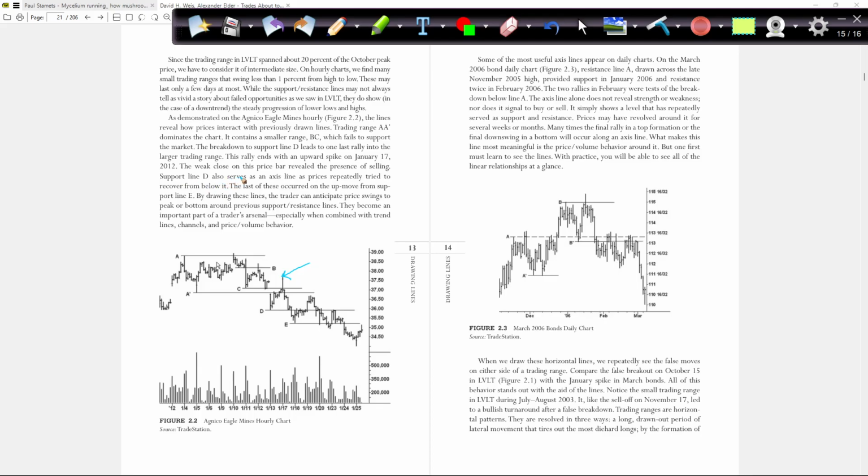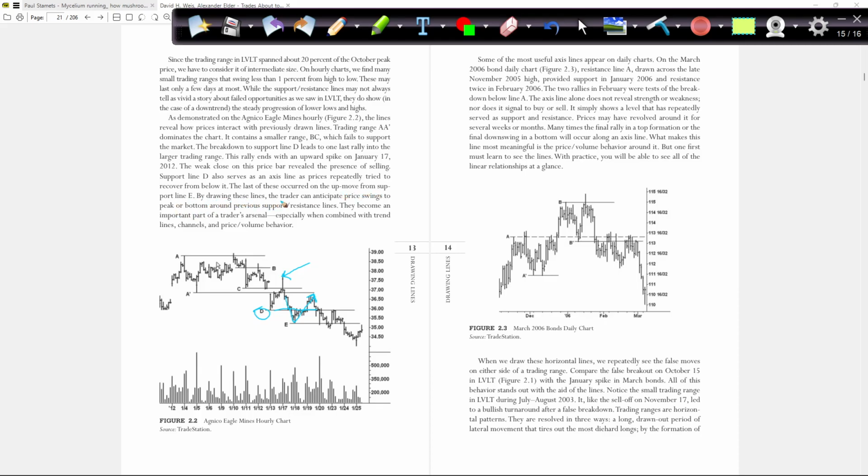Support line D also serves as an axis line as prices repeatedly try to recover from below it. Okay, so this support line D also serves as an axis as price did repeatedly try to recover from it. Okay, recovered from below it, right, below it. The last of these occurred on the up move from support line E, right? Okay, the last of these occurred on the up move from support line E.